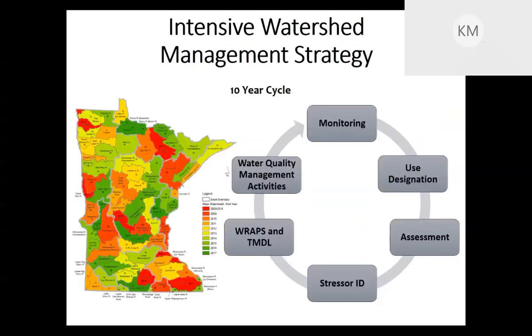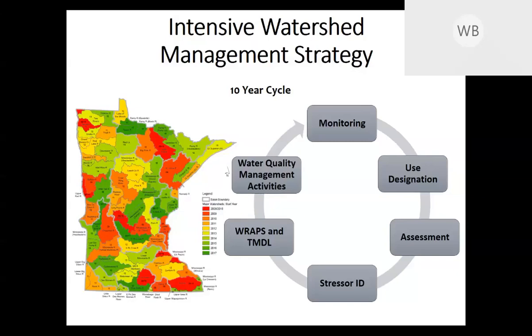So the way that we implement the biological criteria and the tiered aquatic life uses is through what we call the intensive watershed management strategy. We have 80 HUCs in the state, and we monitor roughly 8 of those every year. So the intent is to go through the entire state on a 10-year cycle. The monitoring data that we collect is collected to support the assessment of the biological communities as well as those use designations, those UAAs. So that's the first step after we collect our biological, chemical, habitat data, is to determine which of those 3 tiers the stream falls into.